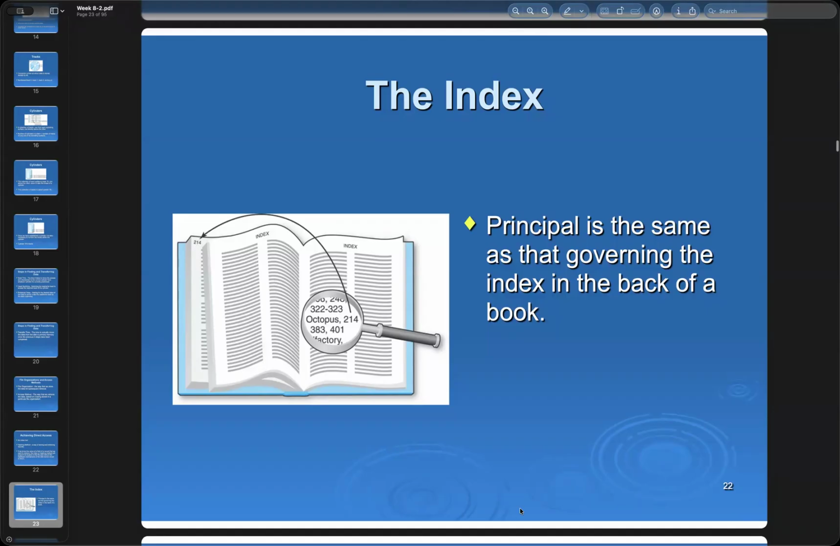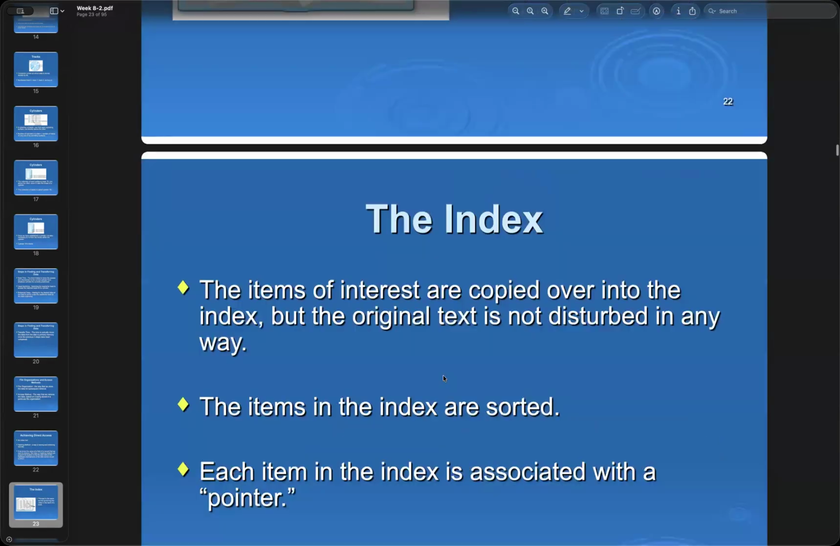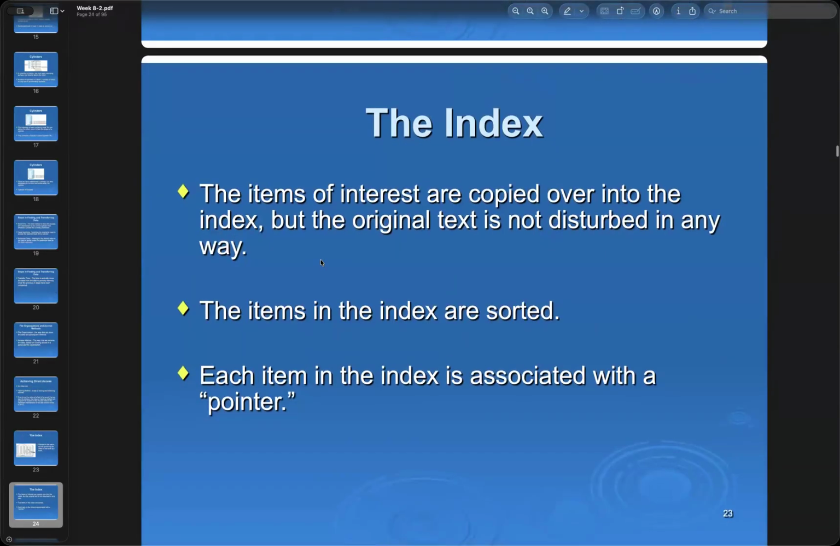Okay, so we have to store all the index, right? The index holds the items of interest, which are copied over into the index. But the original text is not distributed in any way. The items in the index are still short. Each item in the index is associated with a pointer, pointing to it.